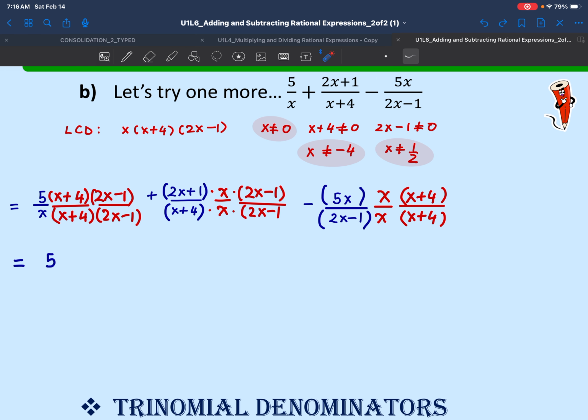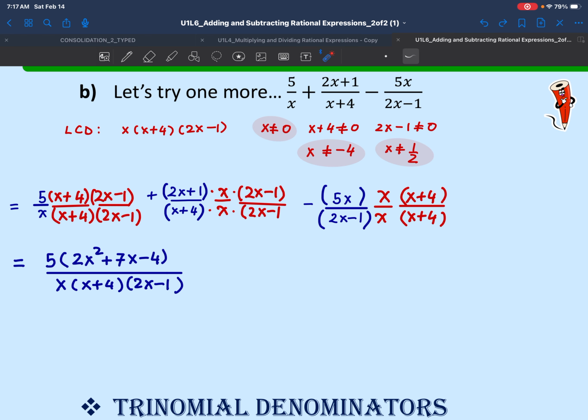So we're going to keep the 5 there. This will become 2x squared. And then we have x times negative 1 and 4 times 2x, so negative x plus 8x will make 7x. And then 4 times negative 1 makes negative 4. Close brackets and write the lowest common denominator.